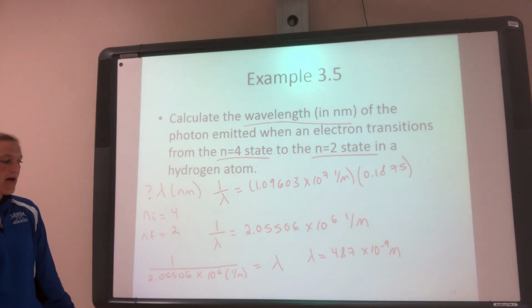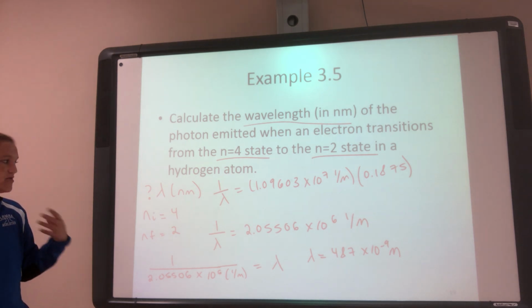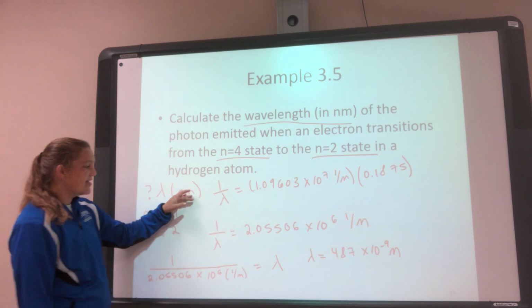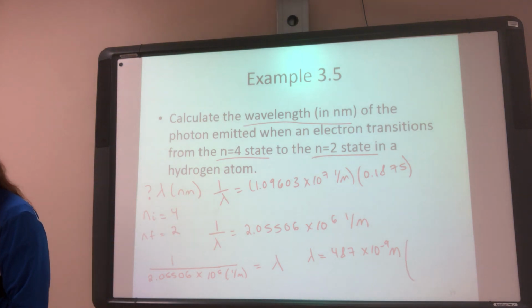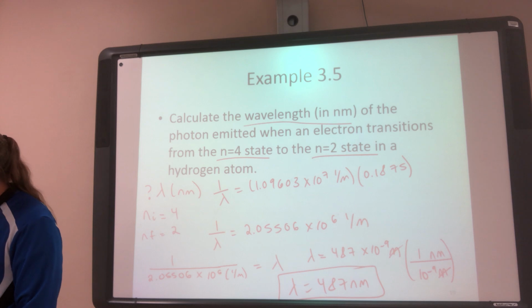Okay? Now you might say, okay, cool. I finally got my lambda, my wavelength. I'm done. But what did we want it in? We wanted it in nanometers. So I got one more step. So I have meters. I want nanometers. So if meters are here, I'm going to put them on the bottom to cancel, and nanometers go on top. Nano is 10 to the negative 9. If the n's on top, the 10 has to go on the other side. So my meters cancel, and I get that my lambda is 487 nanometers, which is in my visible light spectrum.